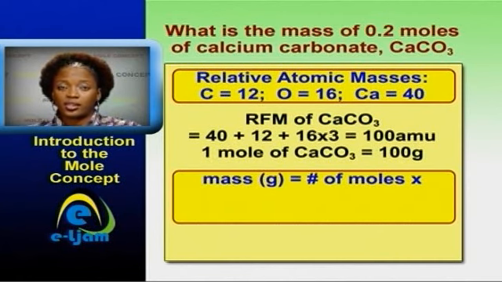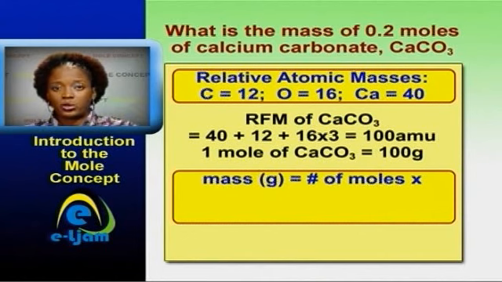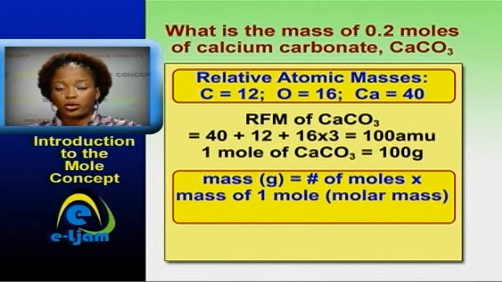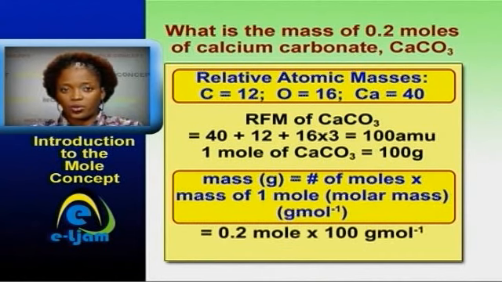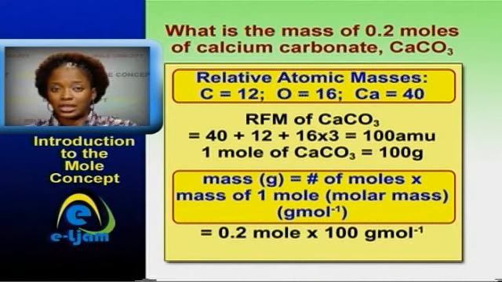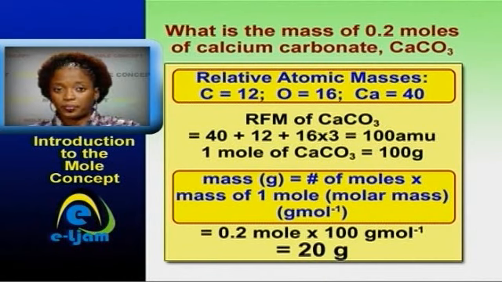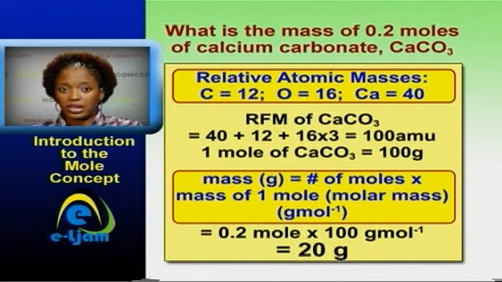Mass in grams is equal to the number of moles times the mass of 1 mole, or molar mass, which is equal to 0.2 mole times 100 grams per mole, equals 20 grams. Therefore, 0.2 mole of calcium carbonate has a mass of 20 grams.